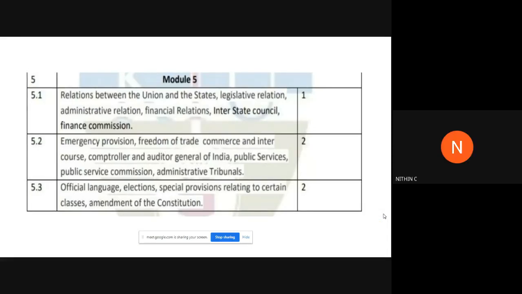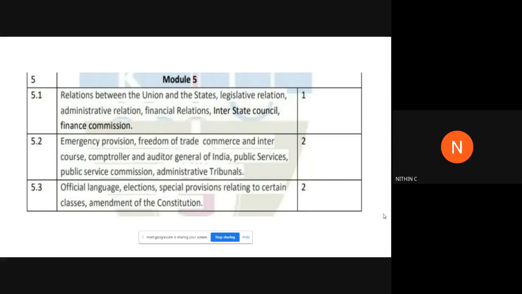These are the main contents of our fifth module. So far, we have learned about the state provisions, union provisions, and the different organs of union and state. Now, another most important thing that we should learn about, or at least understand, is the relation between union and states.